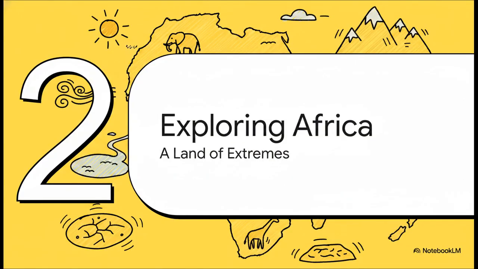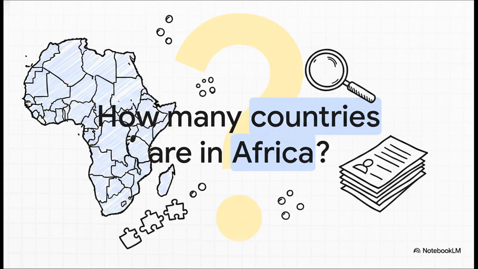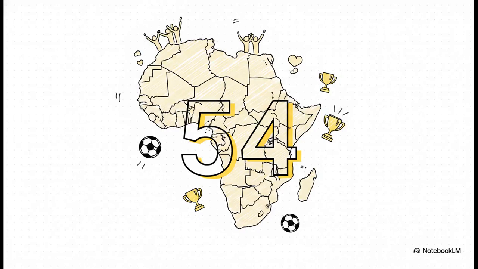Section 2. Exploring the African continent, a land of extremes. Looking at the political layout of this massive landmass, you might actually be wondering about its sheer scale. Exactly how many countries make up the African continent? Well, the answer is 54. Africa is this massive political patchwork of 54 distinct nations.